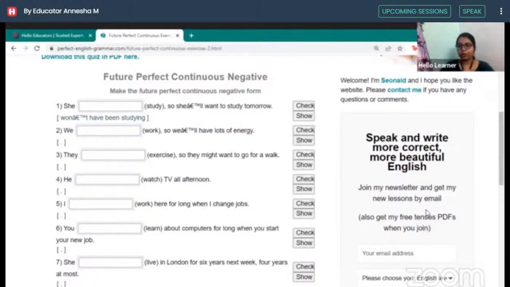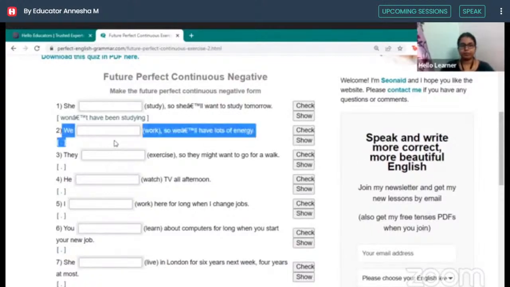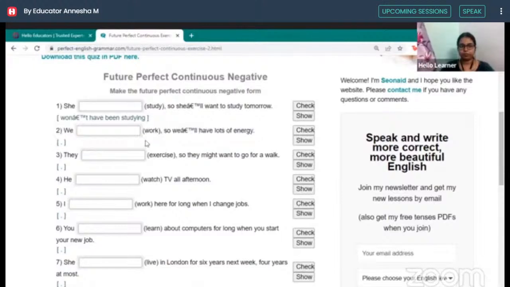Okay, then Shobha. Yes, Shobha, tell us. We will not have been working. So we will have lots of energy. Yes, it is a typing mistake. Okay, typing mistake. Very good, Shobha. Absolutely correct. So we will not have been working, so we will have a lot of energy. Very good, Shobha. Thank you so much.